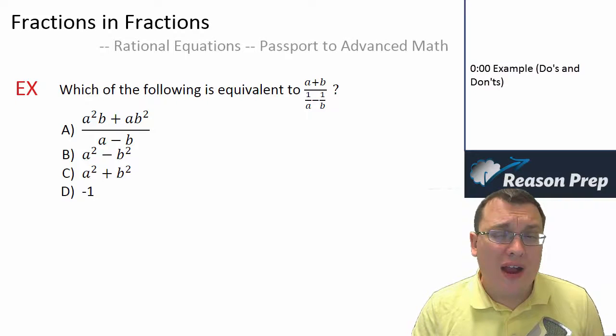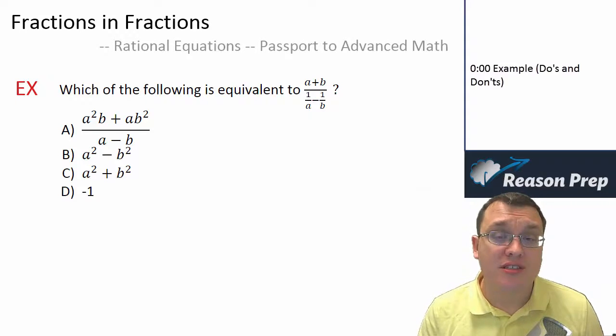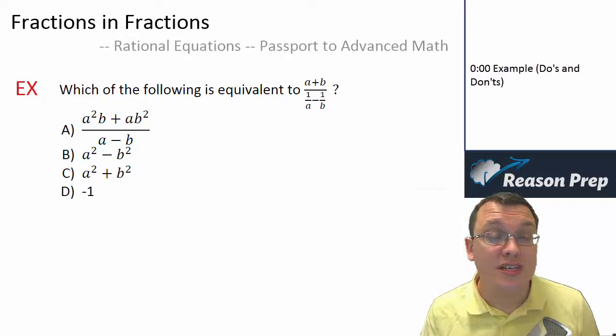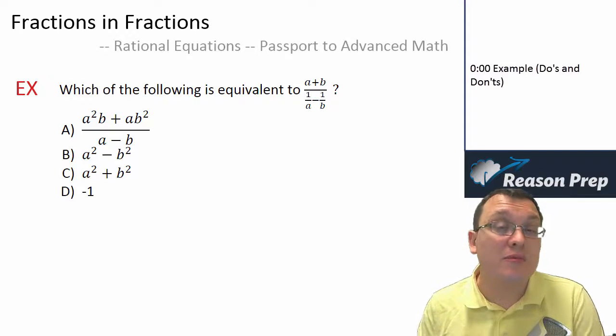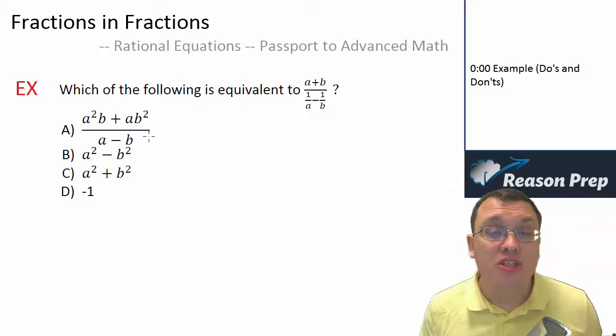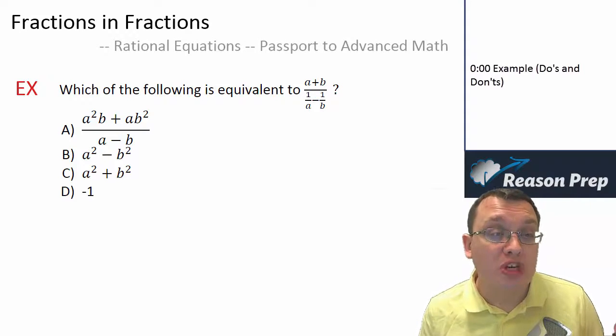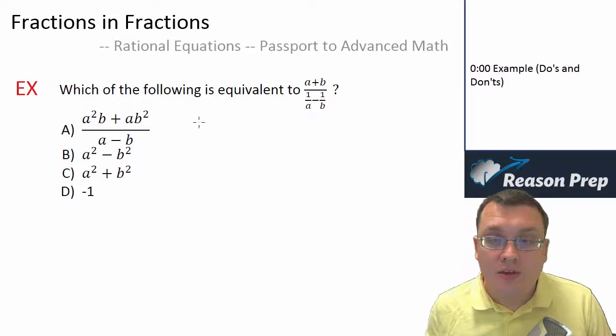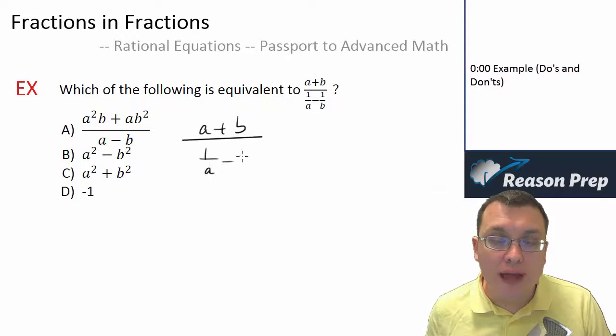When we're dealing with rational equations or rational expressions that have fractions within fractions, things can get a little bit more confusing. And certainly students can often get confused by how you deal with that. So let me just show you some things you don't want to do, and then we'll talk about what you do. So here we've got a plus b over 1 over a minus 1 over b.